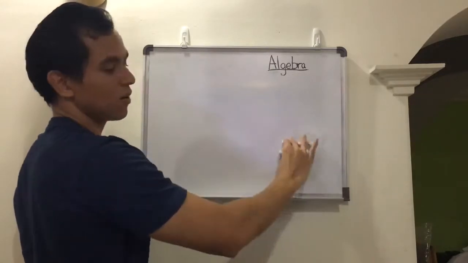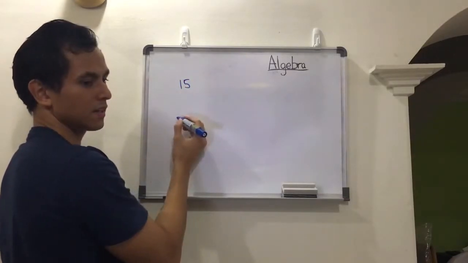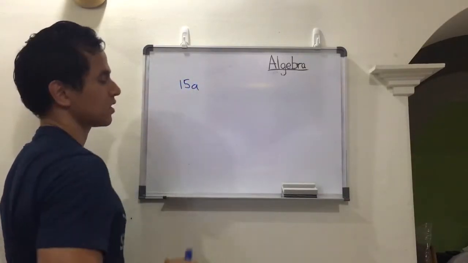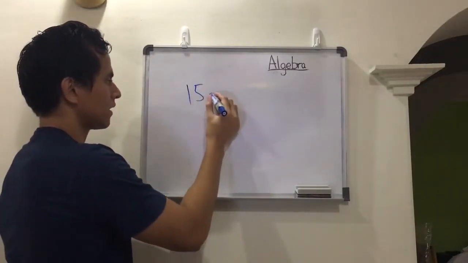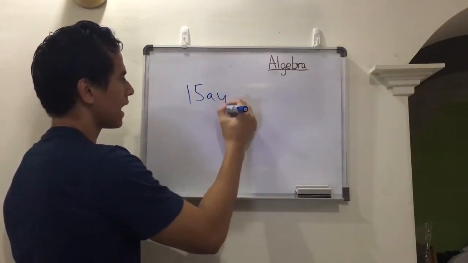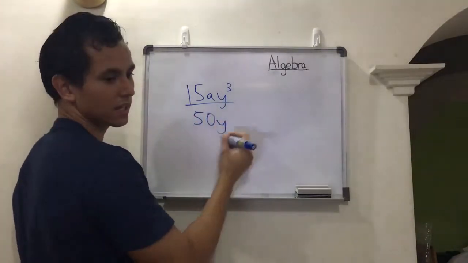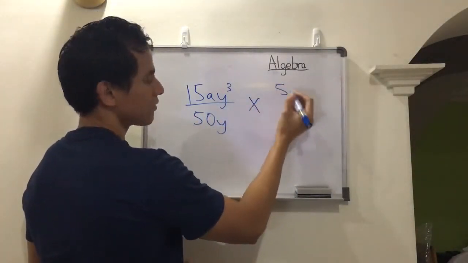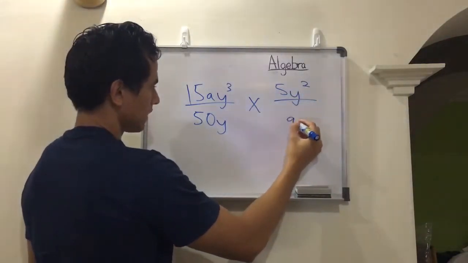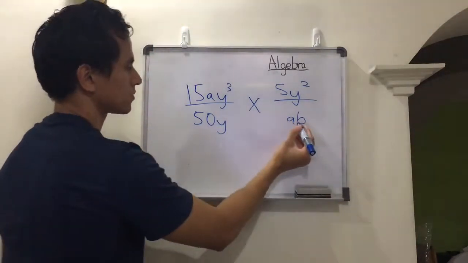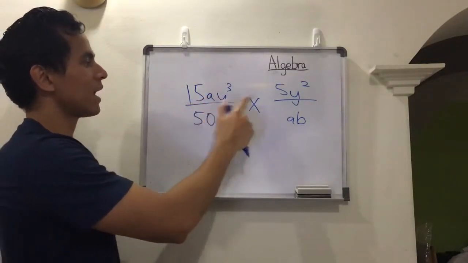I'm going to introduce more unknowns into the equation. So suppose we have 15a y cubed over 50y multiplied by 5y squared over ab. Okay, so this is the question, and you see there are three variables: a, y, and b.